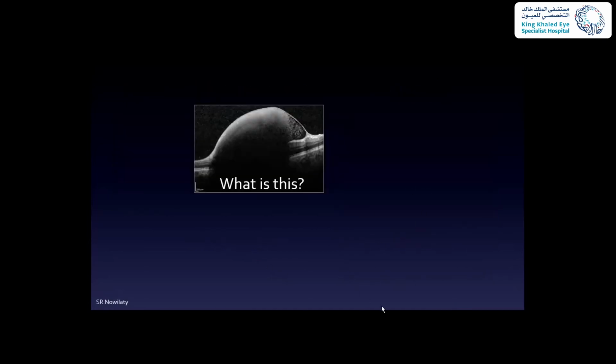And what about this one here? What can this be? Does anybody know?